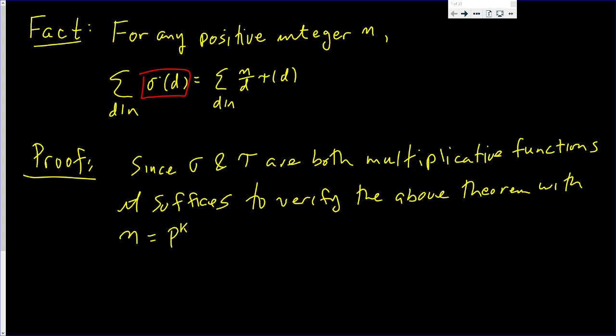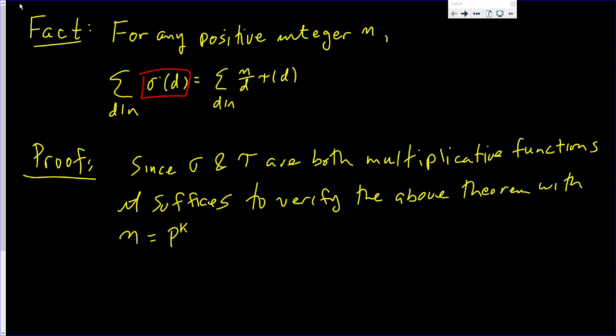Because every n can be written as a product of primes in this form, and since sigma is multiplicative, if it works for just n equal p to the k, it'll work for n equal to a product of primes, where each prime is raised to some power.